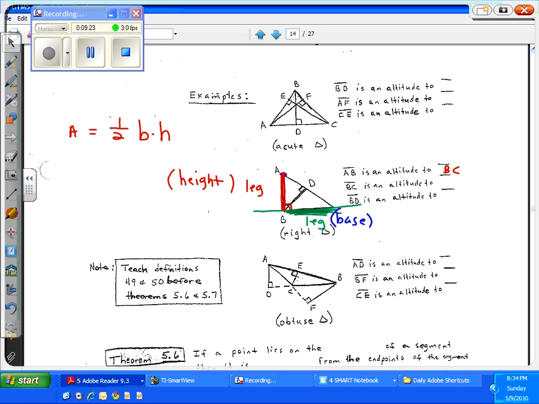So in a right triangle, we can use the legs as the base and height to calculate the area, because one leg is perpendicular to the other leg if it's a right triangle. Okay?